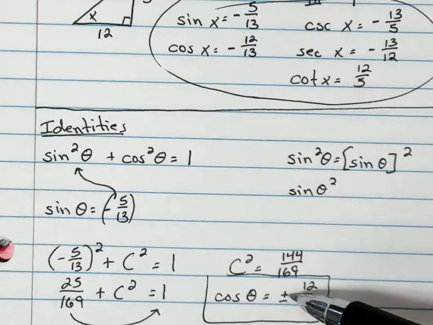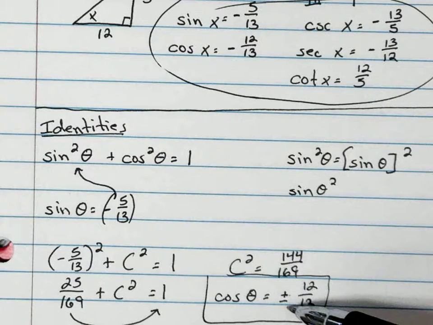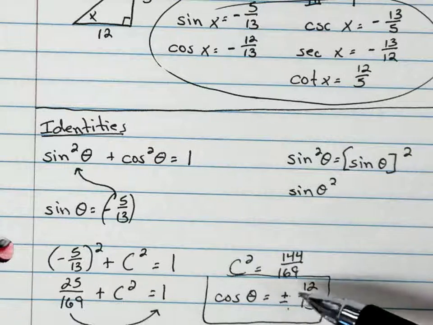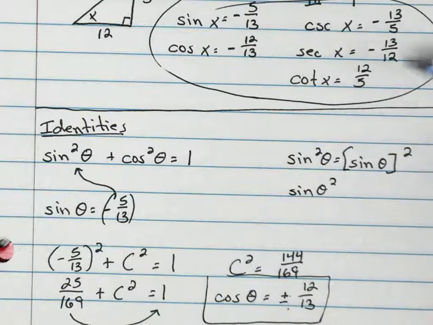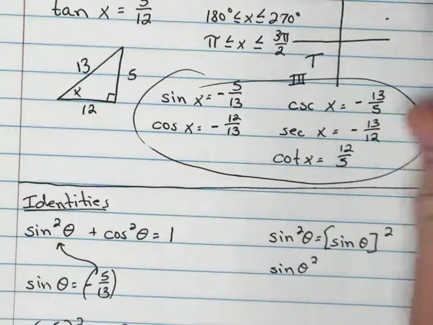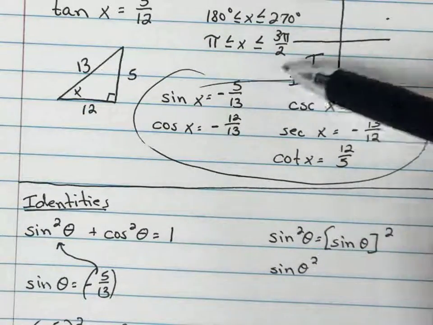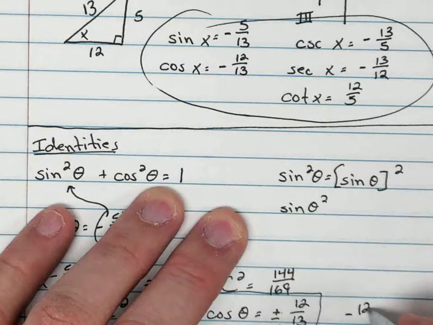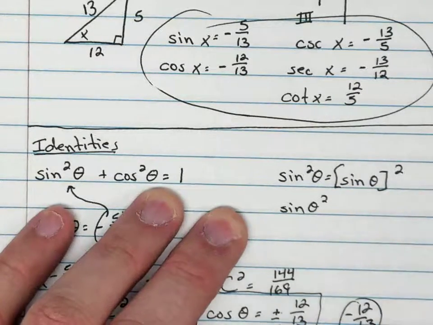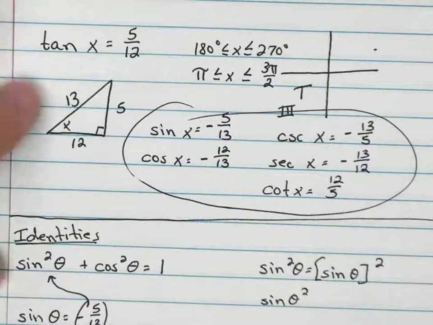So how would you know whether it's positive or negative? All depending on what quadrant you're in. If you were in the first quadrant, it would be positive. If you're in the second quadrant, cosine's negative. If you're in the third quadrant, cosine's negative. If you're in the fourth quadrant, cosine's positive. On the last problem, it told you what quadrant you were in, right? Said that you're in the third quadrant, so what would cosine be? Negative 12/13, which is the exact same answer that we got.